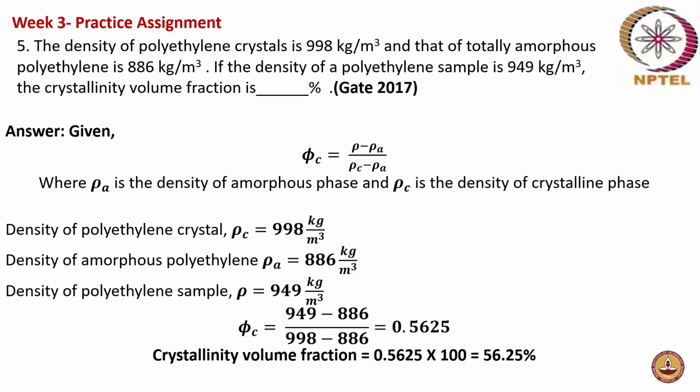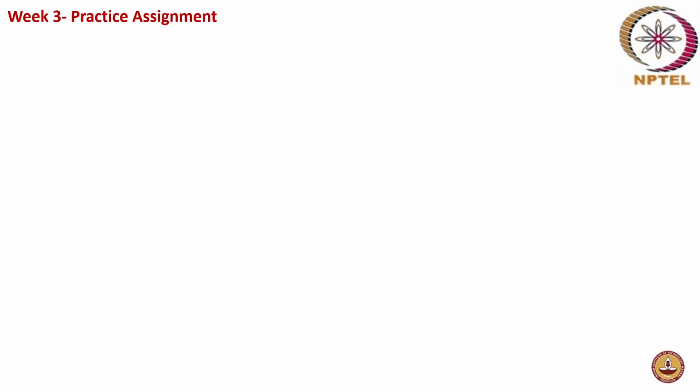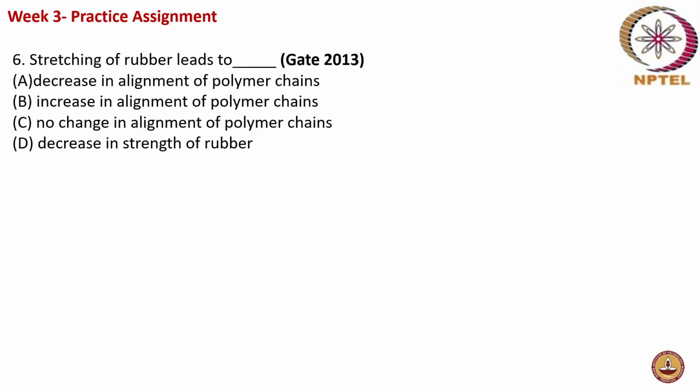Okay, this is again a simple, straightforward problem. Next question. Stretching of rubber leads to dash: decrease in alignment of polymer chain, increase in alignment of polymer chains, no change in alignment of polymer chain, or decrease in strength of rubber. So what does stretching of rubber lead to?